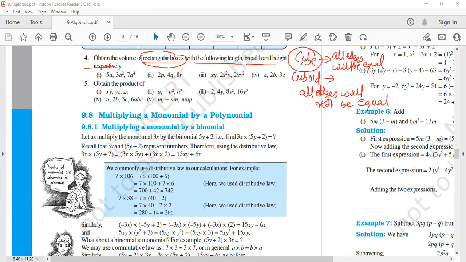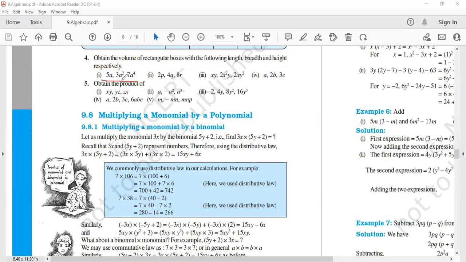Simply, if the edges of a rectangular box are equal, then it will be a cube. If the edges are not equal, meaning any of the edges is different from the other edges, then it is a cuboid. If they are equal, then it will be a cube, right? Okay, so let us try to solve these questions. We have to multiply these three monomials. Questions 4 and 5 give you the concept of multiplication of more than 2 monomials. So let us start.